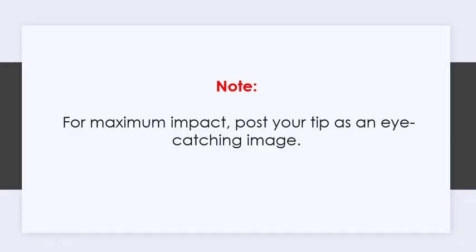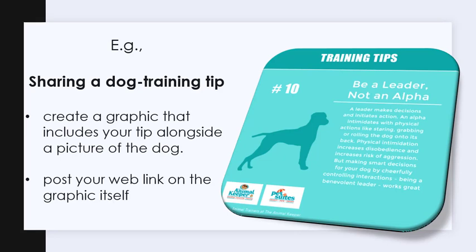Now, take note that for maximum impact, post your tip as an eye-catching image. For example, if you are sharing a dog training tip, then create a graphic that includes your tip alongside a picture of the dog. Be sure to post your web link on the graphic itself, as some people will copy the image and post it on their account, rather than using the share button, which preserves any text or links you post alongside the image.